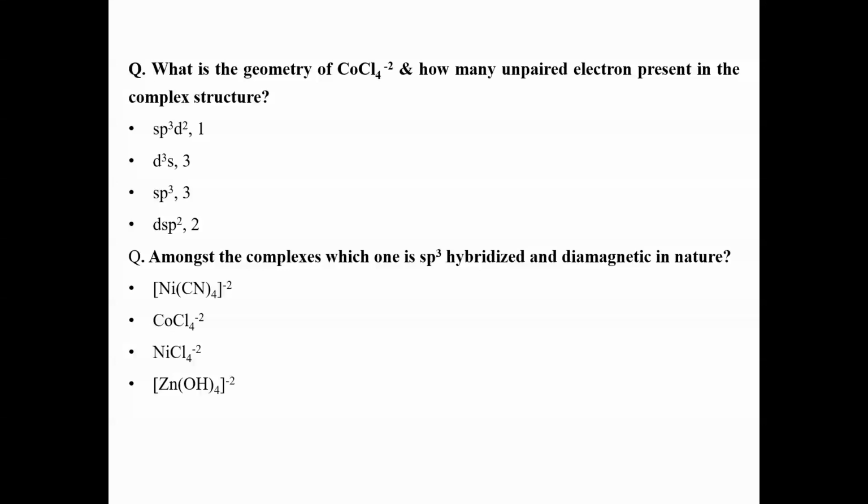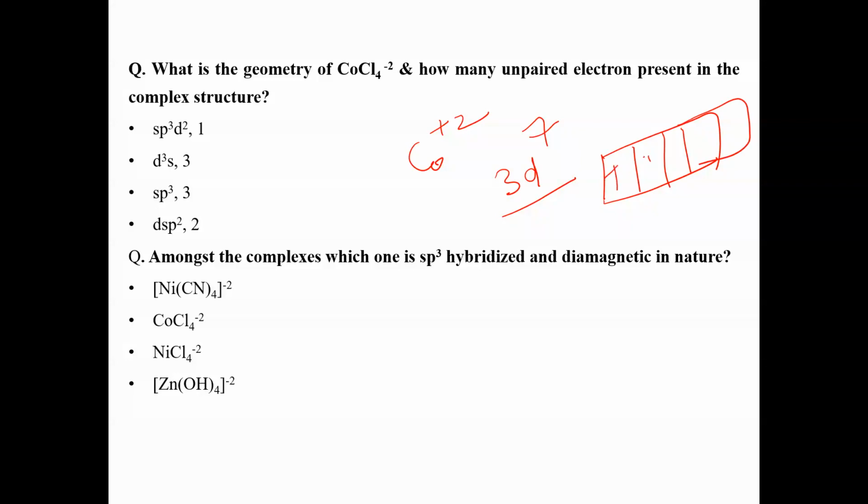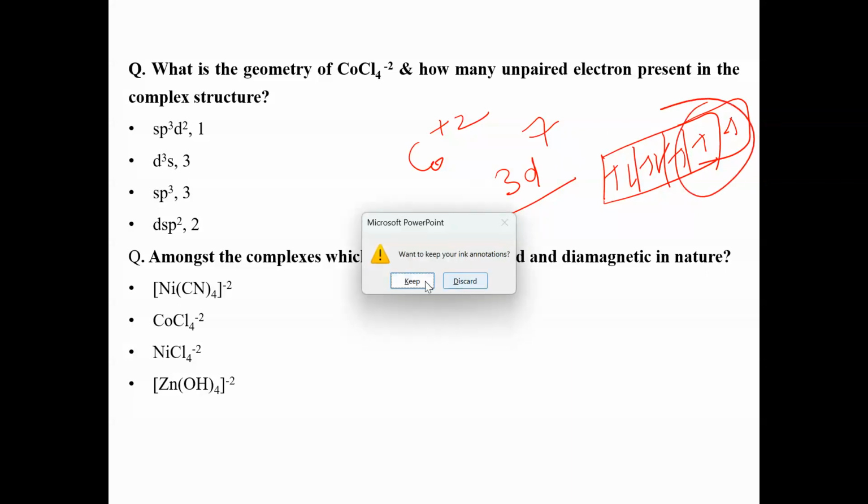So first determine the oxidation state. What will it be? It will be Co plus 2. Okay. So that will be the 3d7 electronic configuration, and just put these electrons in the orbitals: 6 and 7. Okay. So the unpaired electrons are 3.